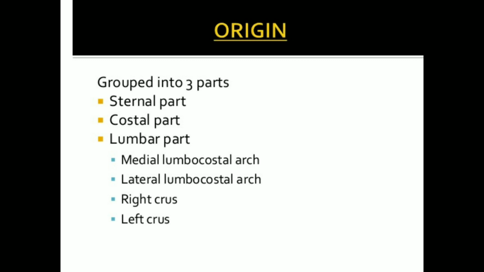Okay, next, costal origin. What do you mean by costal origin? It is taking origin from the ribs. So, which are the ribs? It is taking origin from the inner surface of the lower six ribs and the adjoining costal cartilage. So, from the inner surface of the lower six ribs and from the adjoining costal cartilage, the diaphragm is taking origin.